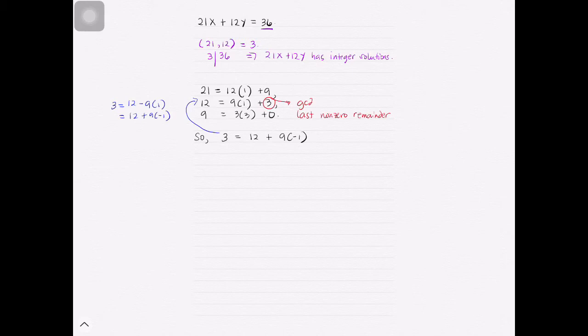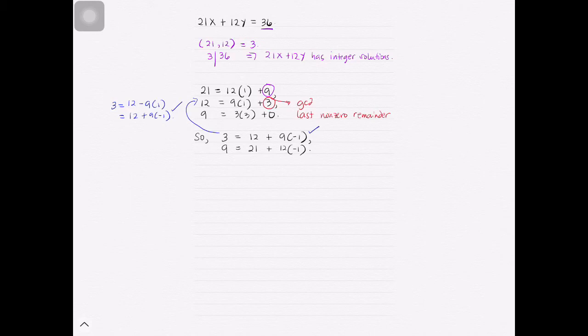9 times -1. Now, as we continue the process in solving the Diophantine equation, we have to equate the rest of the expressions in each equation to each remainder. Just like 3 in this equation, we equated the rest of the expressions with respect to 3. So next would be the remainder 9 in the equation containing 9. So similarly, we'll have 9 equals 21 plus 12 times -1.